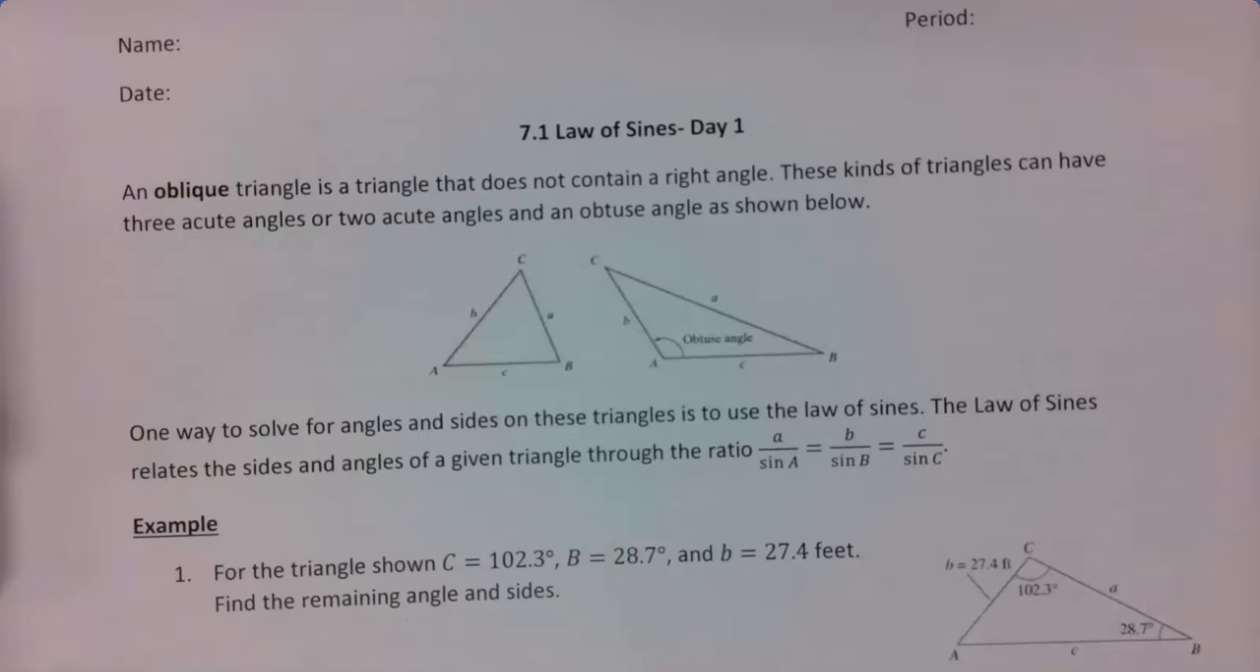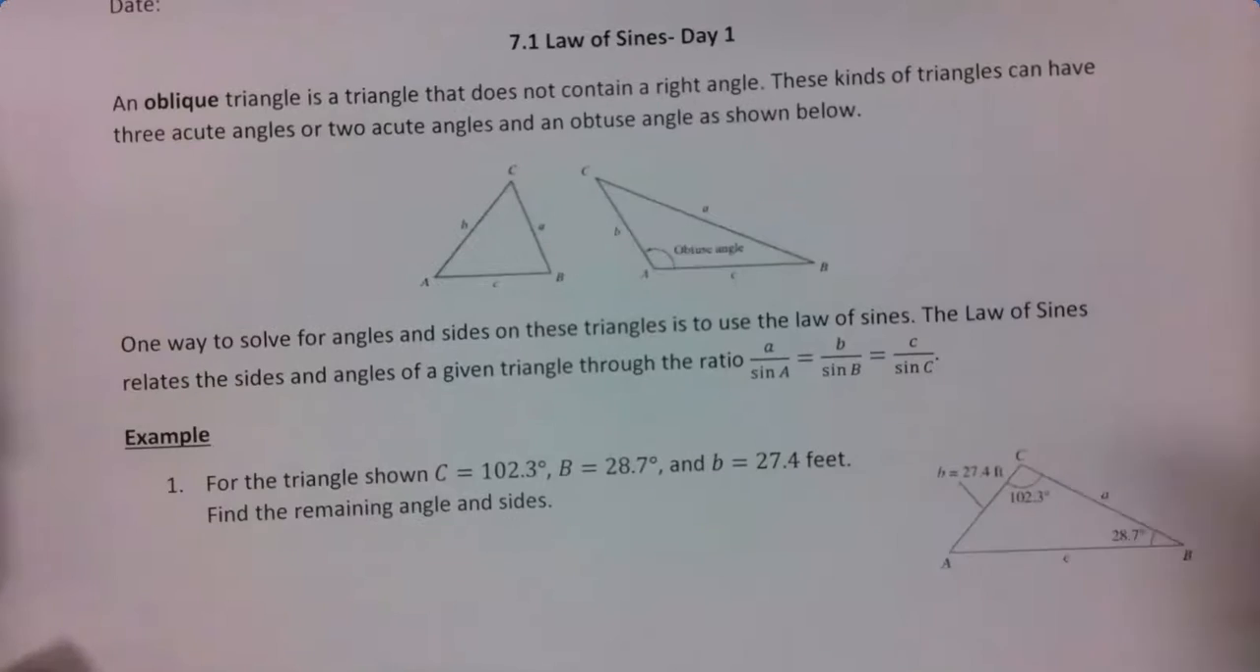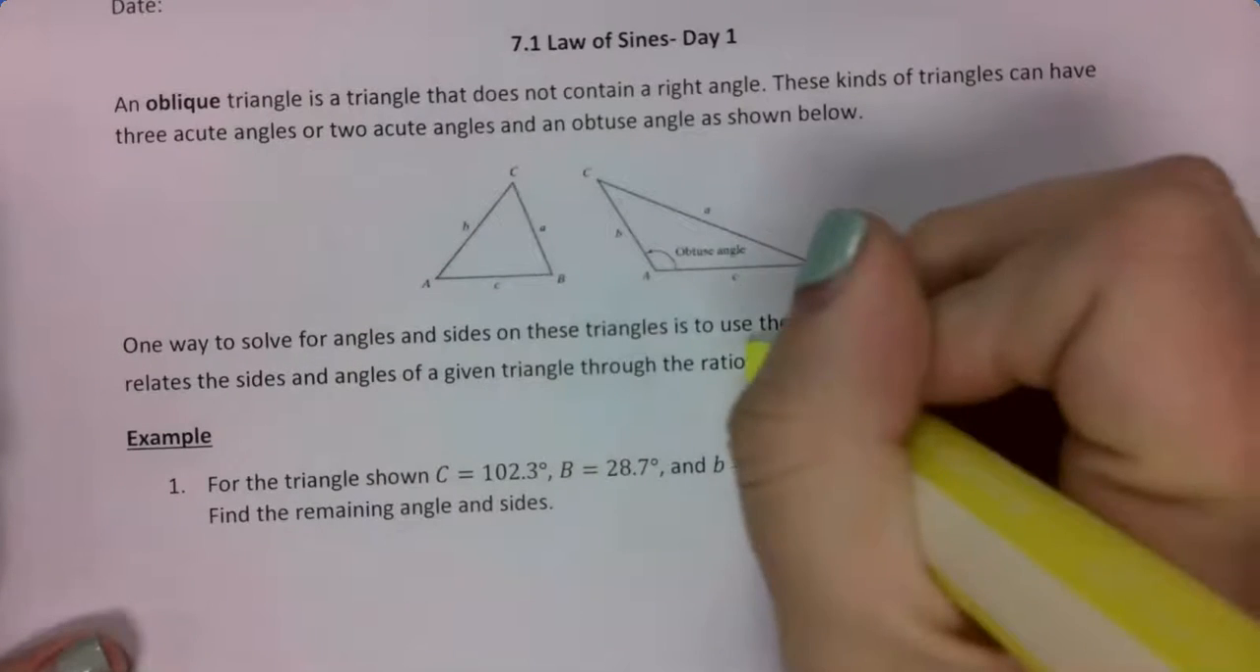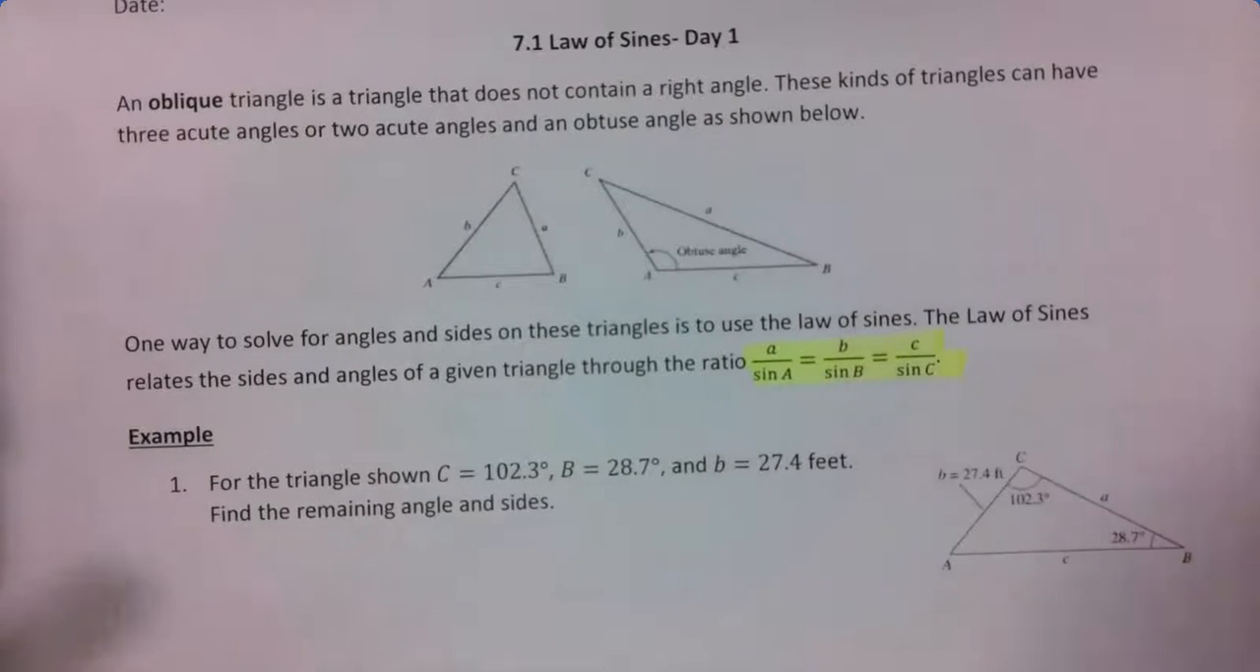So an oblique triangle is a triangle that does not have a right angle. It can either be acute or obtuse. And then one way to solve for these is to use the law of sines. So the lowercase letters are my side lengths. The capital letters are my angle measures.